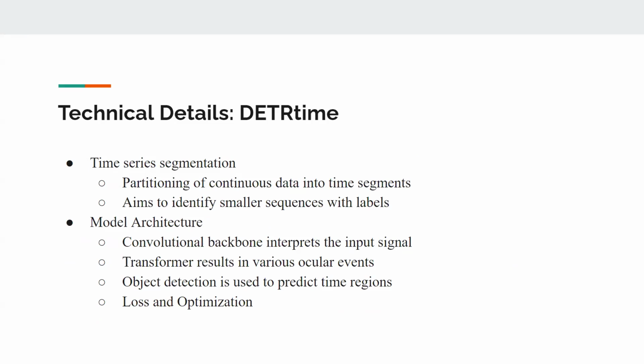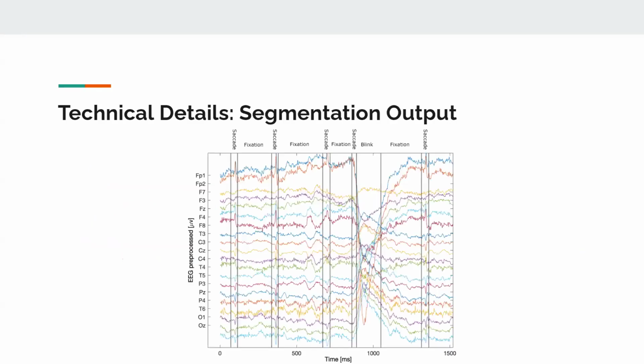The overall model architecture of DETR time was a convolutional backbone that directly took in the EEG data. It was then passed into a transformer that resulted in ocular events. Then object detection was used to predict what events occurred when. And what the data output would look like is something like this. As you can see on the top, you have the classification labels of the saccade, fixation, and blink. At the bottom, you can see time as they were segmented.